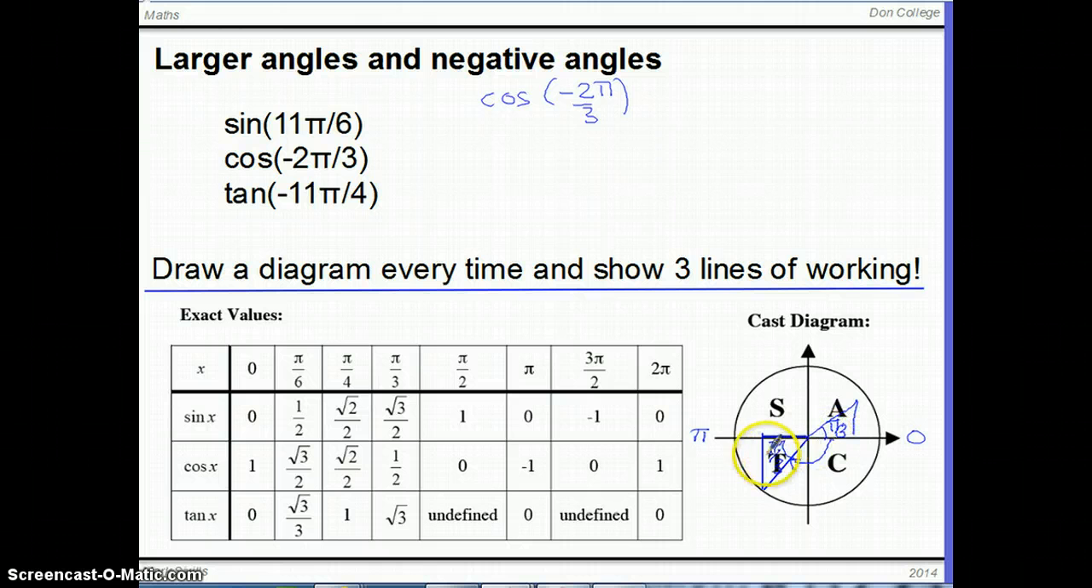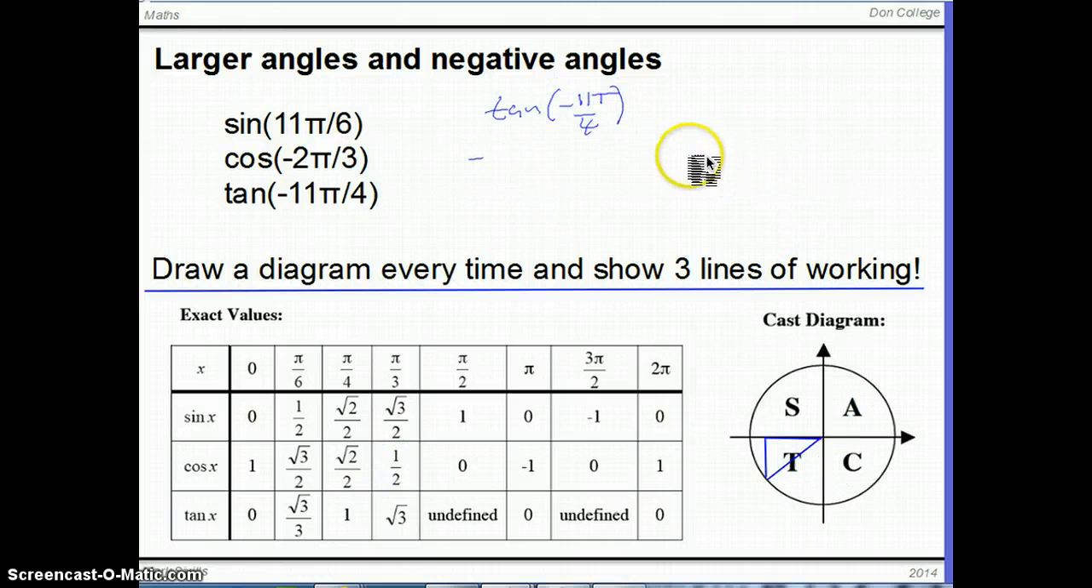Cosine in the third quadrant is negative, as we can see here anyway. Your CAST diagram also tells you only tan is positive. So this is equal to negative cosine of pi on 3, and cosine of pi on 3 is a half, so negative half.